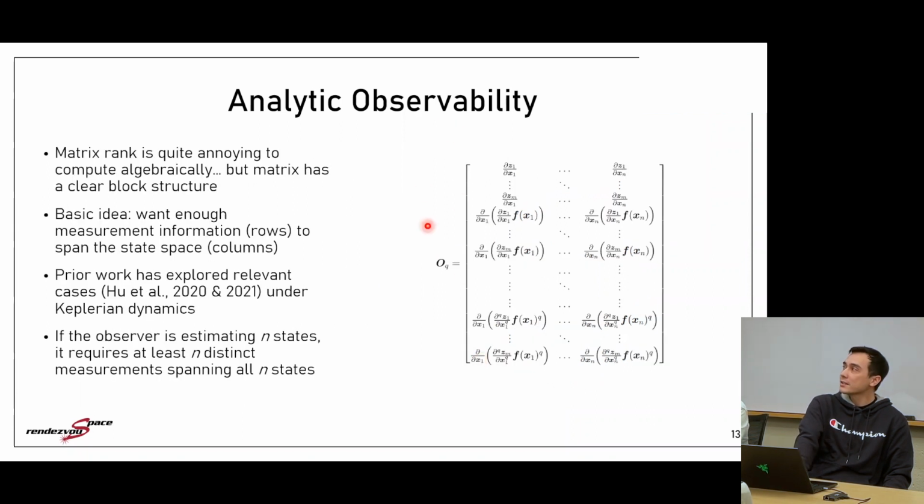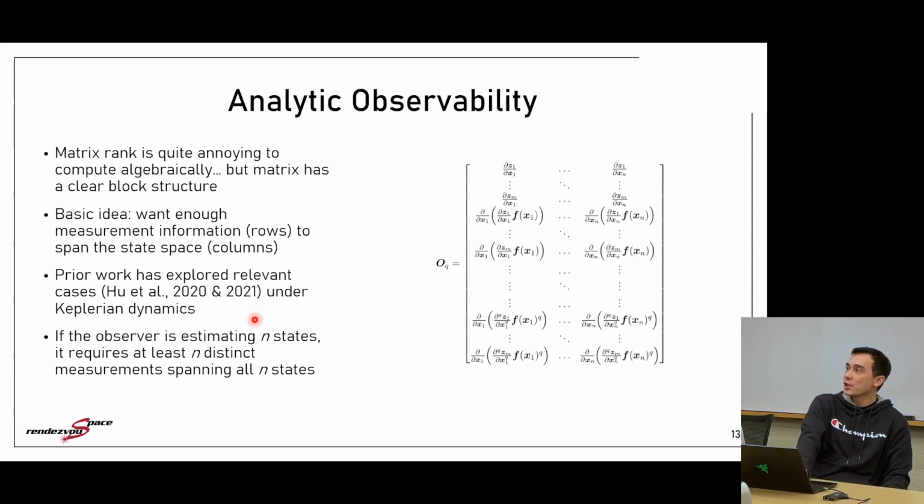So this is the same thing, but expanding out the partial derivatives. You can see that this might get quite annoying to compute algebraically if you have a complicated measurement model or dynamics model. But the basic idea is that the measurements in this z vector span the rows of this matrix essentially. So we have measurement information in the rows, and we take partial derivatives with respect to the state in all the columns. So we want enough rows to span the columns in terms of the information we have.